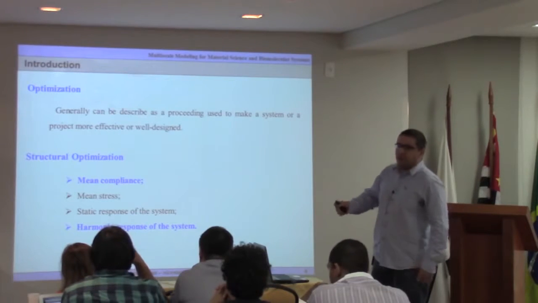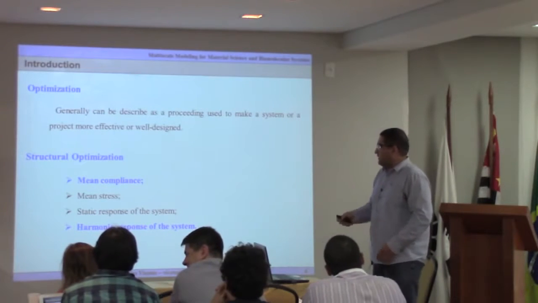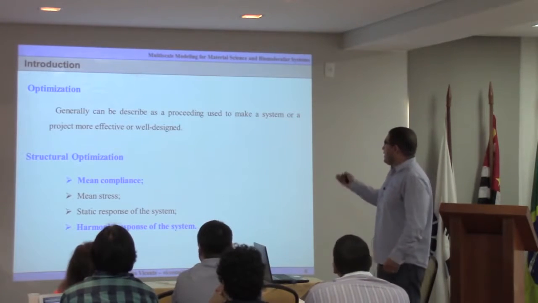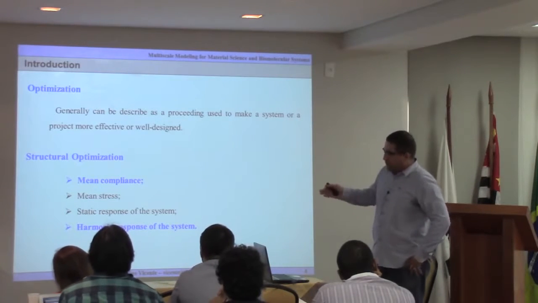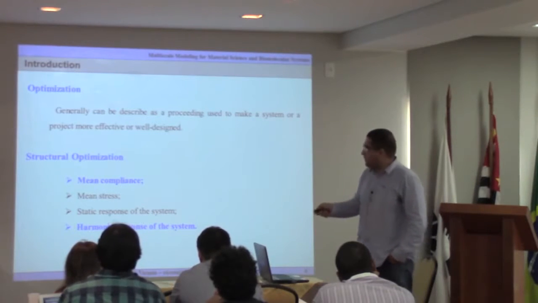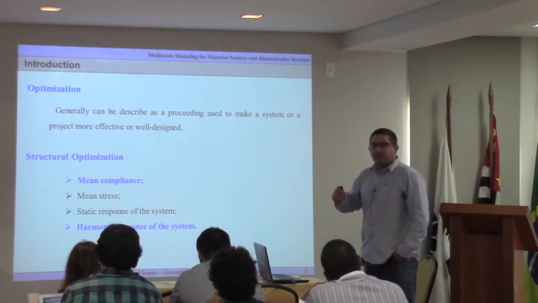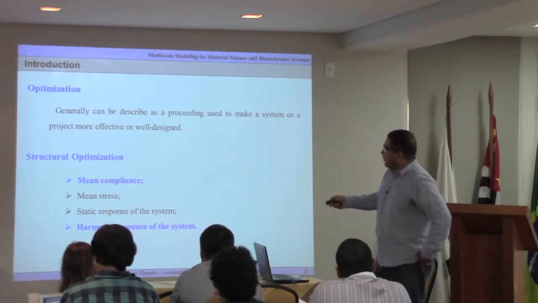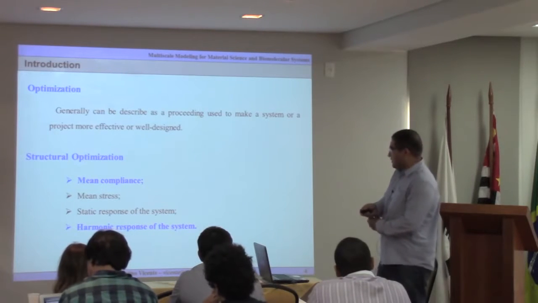As an introduction, in previous talks, people have already talked about optimization, so I believe it's clear that, generally speaking, it is a procedure that can be described as making a system better or more effective in some way. But being more mechanical engineering, we use the term optimization for structure optimization, which can have a lot of objective functions that people already talked about before. But here in this collaboration work, we are going to focus on mean compliance optimization and harmonic response of the systems.